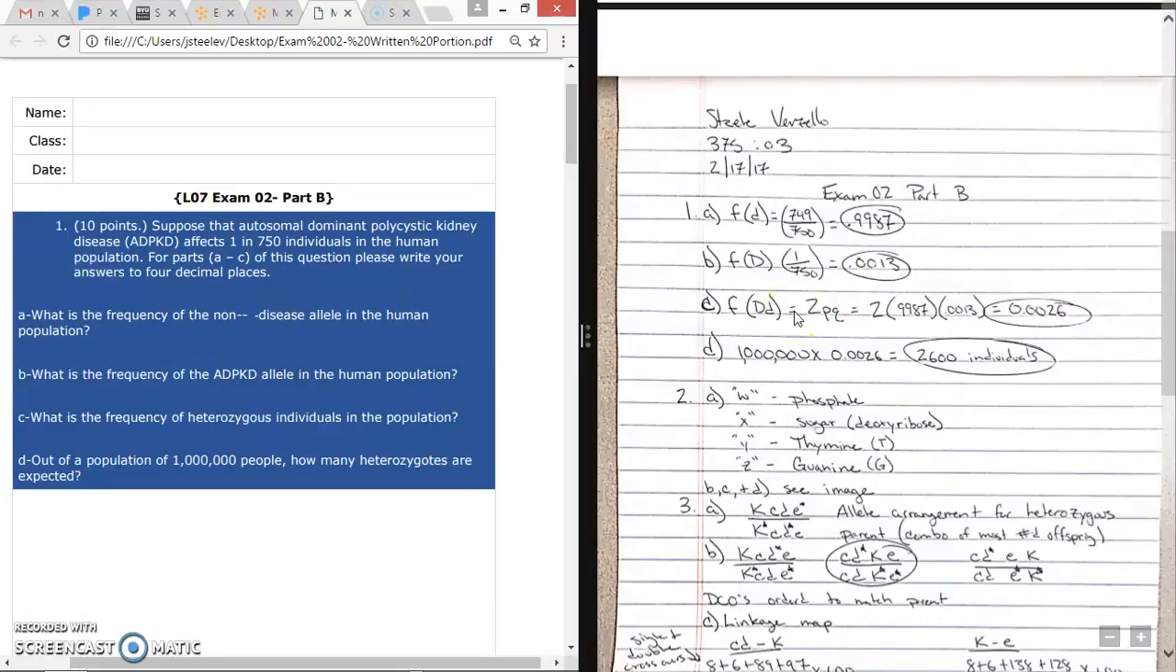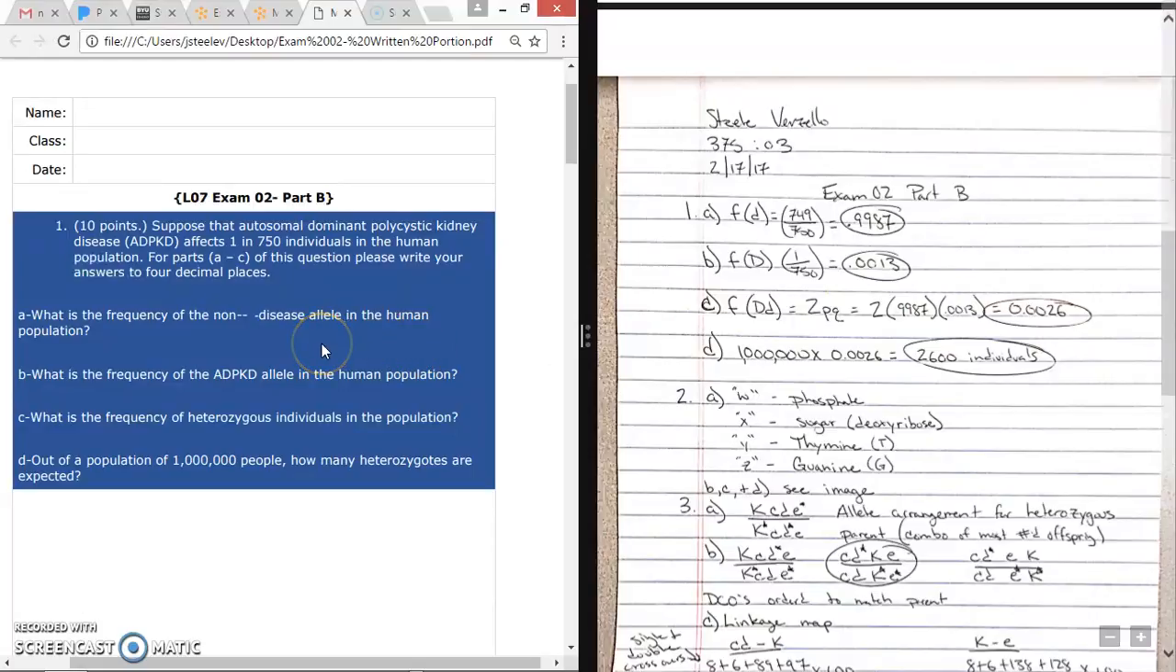So we're going to use the Hardy-Weinberg part for this one, since we're talking about genotype now instead of just an individual allele frequency. So it's going to be that 2PQ portion, so we're going to take 2 times 0.9987 times 0.0013, we're going to get 0.0026.